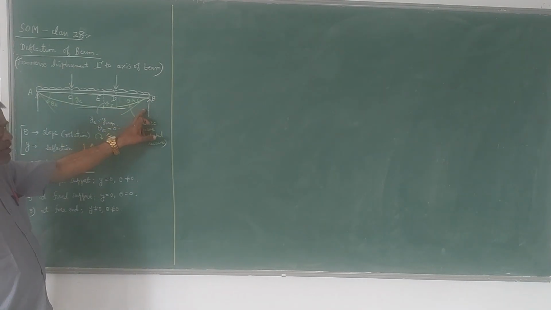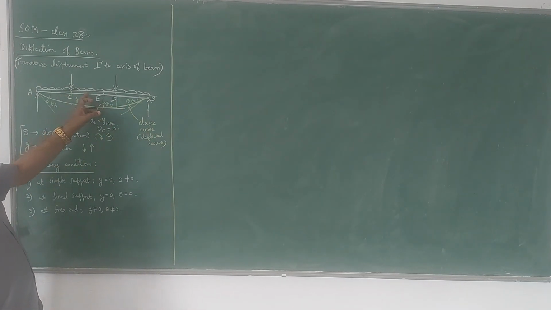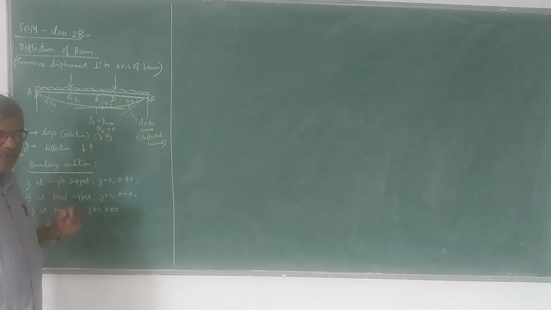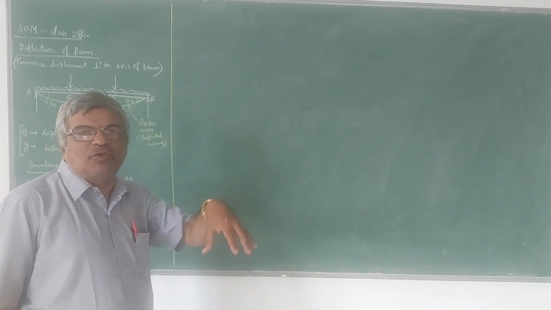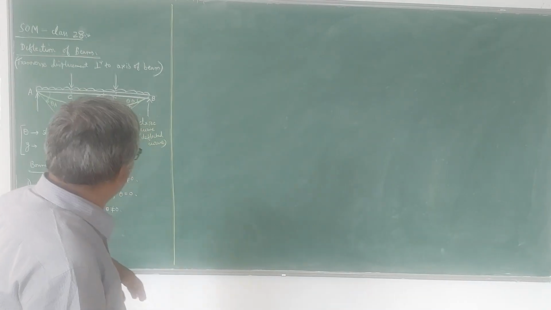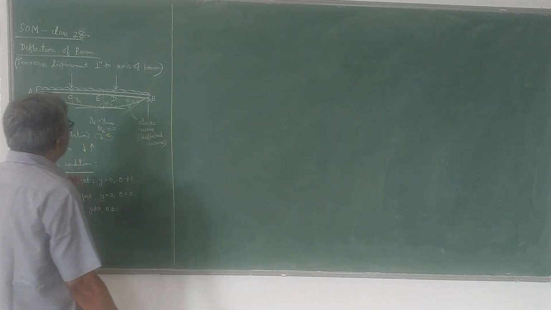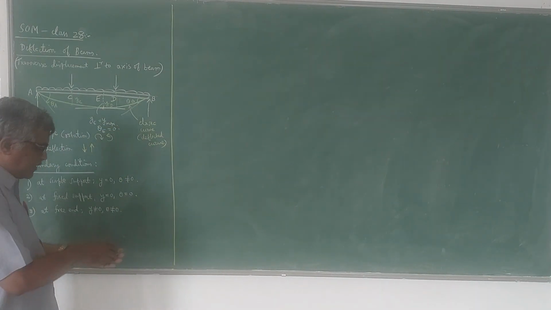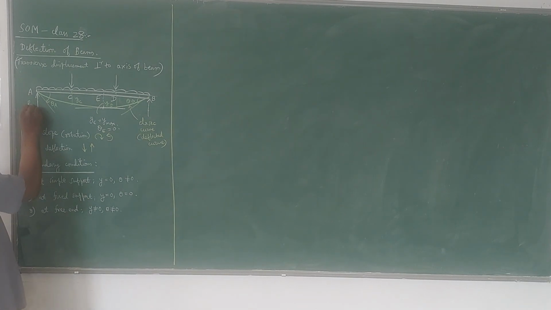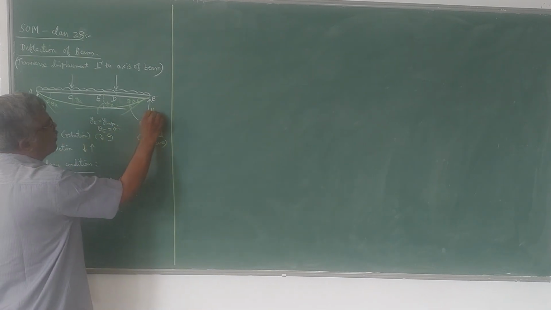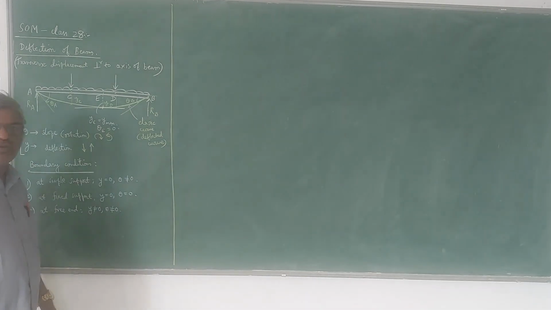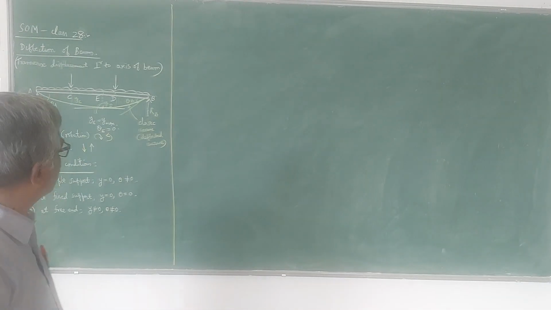A and B are the simple supports on which a UDL and point loads are acting. Due to the application of those external forces, which are called actions, reactions will develop at the supports. These things you have learned in your mechanics. You know how to find the reactions using the equations of equilibrium.